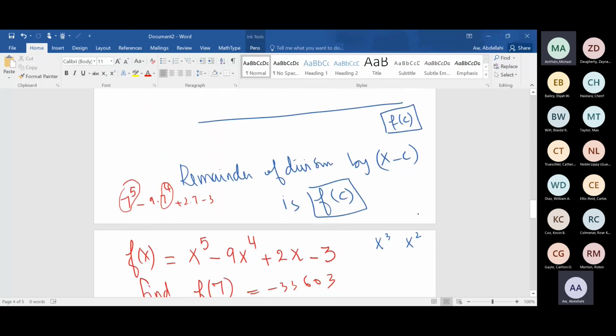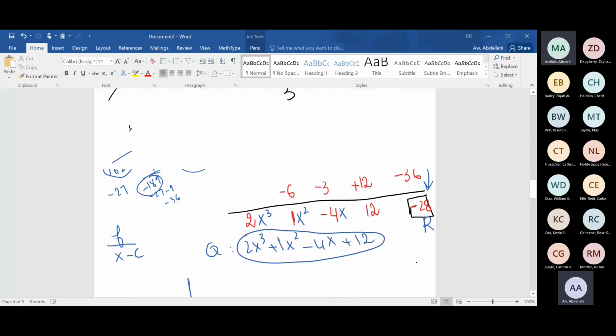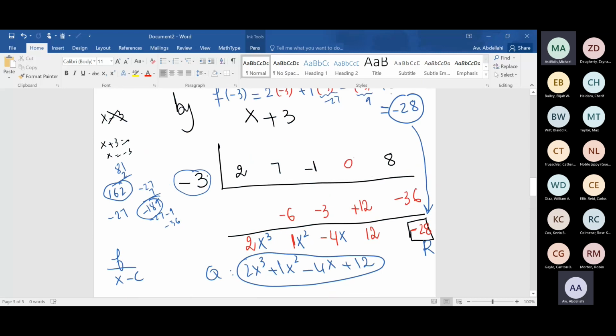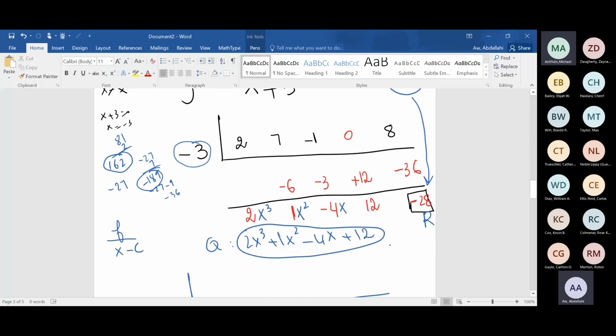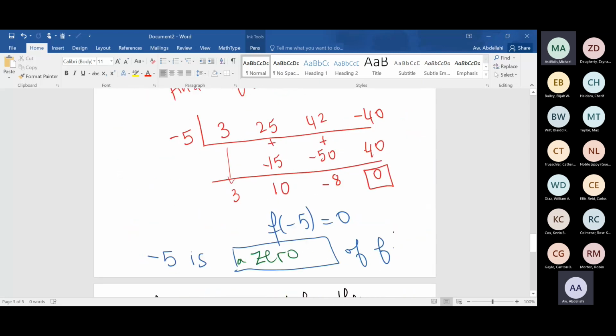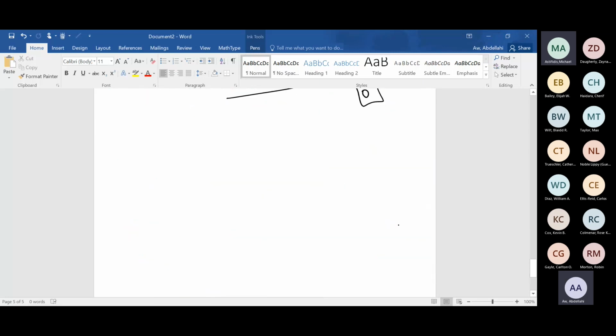Look at this one right here. Is negative 3 a 0? We say no. It's not, right? When somebody is a 0, when we do the synthetic division, we have to find 0. So use the synthetic division to see.